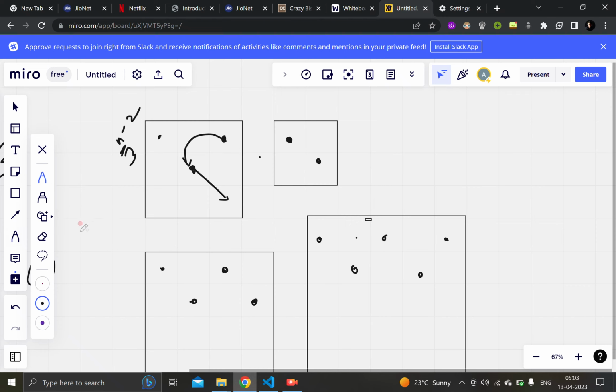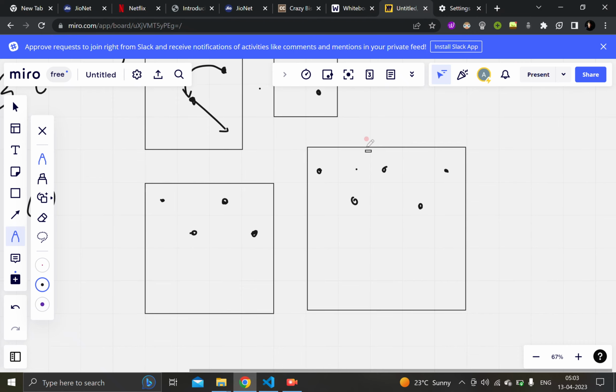Now let's look at the case of n is equal to 2. What would be the answer? Both the elements are already on the diagonal, so we don't have to do anything.